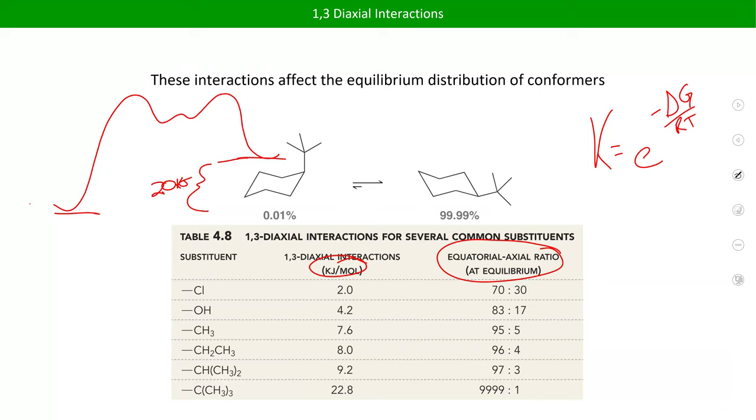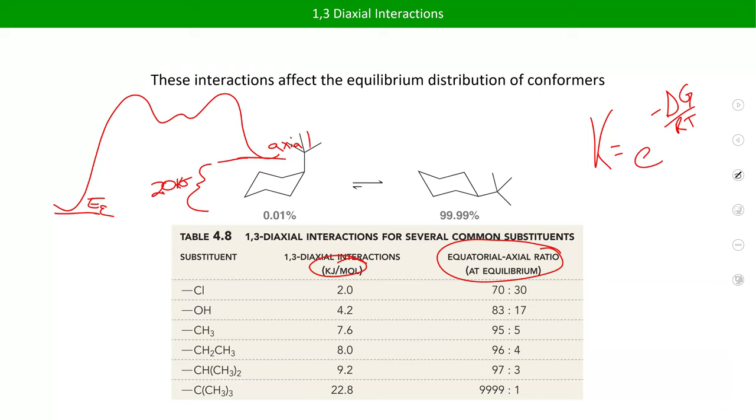So I have to label this. This is the equatorial configuration. This is the axial, where you're putting the substituent in the axial. And this relative height is what goes into our K equation here. All right, so the bigger the 1-3 diaxial interactions, the more we favor keeping that substituent in the equatorial position.